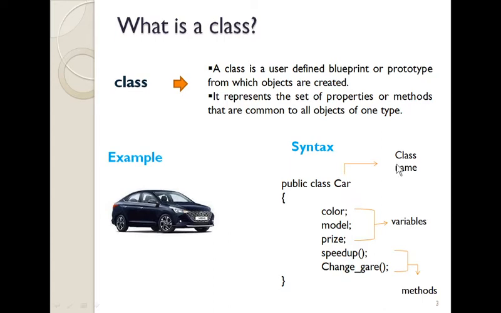So Car is the class name, and color, model and price are nothing but the variables. And here speedUp and changeGear, these two methods are included. So friend, this is the general syntax of the class: public class Car, and in the opening curly brace is the body of the class.